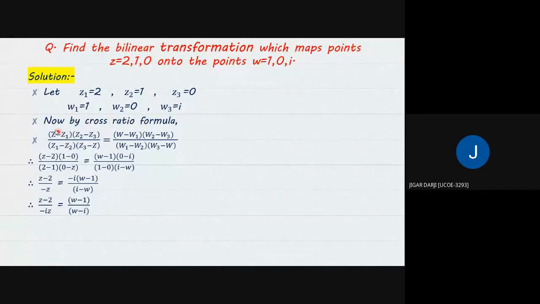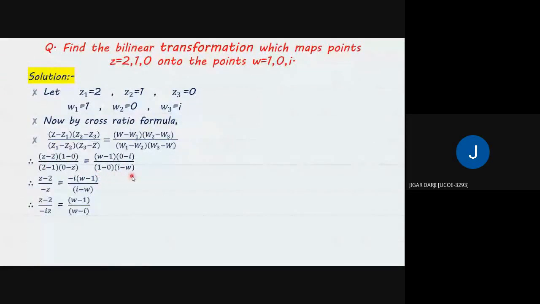As we know the cross ratio formula, which was explained by Kaushik Gupta in the previous slide: (z minus z1) into (z2 minus z3) divided by (z1 minus z2) into (z3 minus z) equals (w minus w1) into (w2 minus w3) divided by (w1 minus w2) into (w3 minus w). By putting the values of z1, z2, z3 and w1, w2, w3 in the next step: (z minus 2) into (1 minus 0) divided by (z minus 1) into (0 minus z) equals (w minus 1) into (0 minus i) divided by (1 minus 0) into (i minus w).